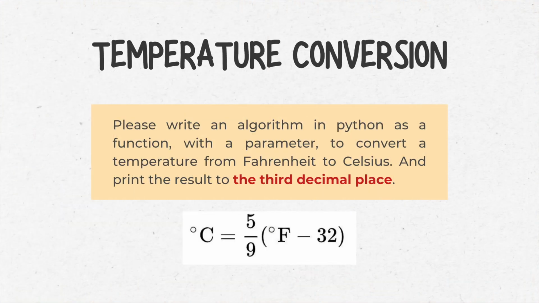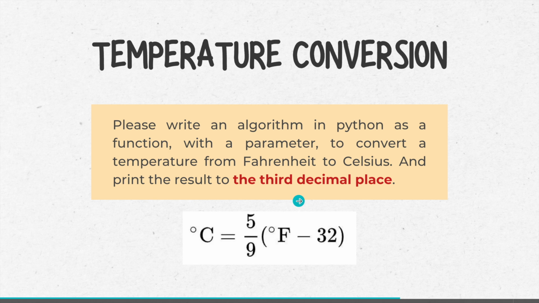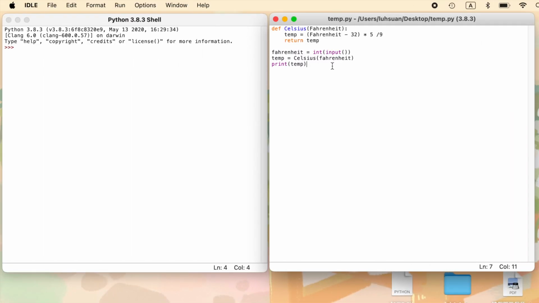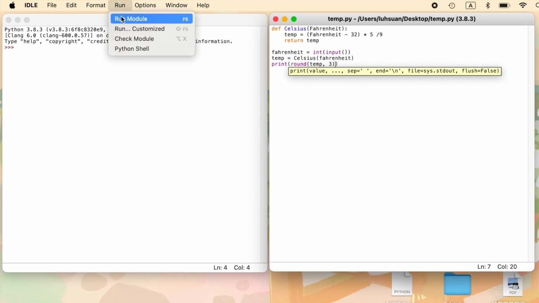There is a little test here. I would like to ask you to modify the previous program exercise, temperature conversion, changing the output of the answer to the third decimal place. Take a look at the code. Change the last line of code, which is the output, to round(temp, 3). And the answer can be output to the third decimal place.